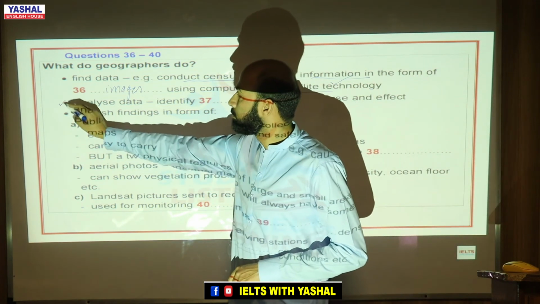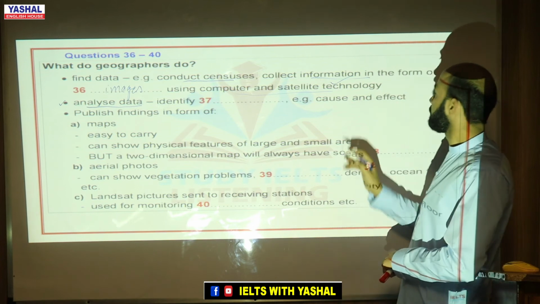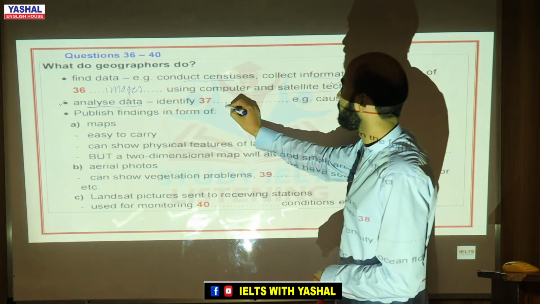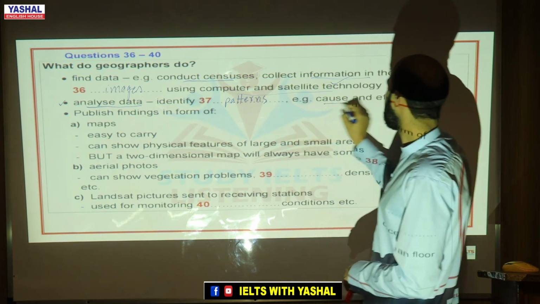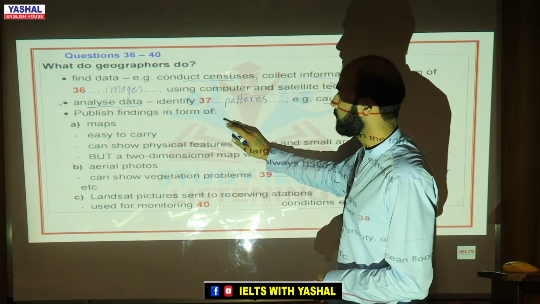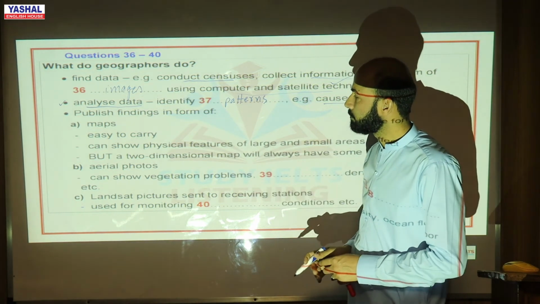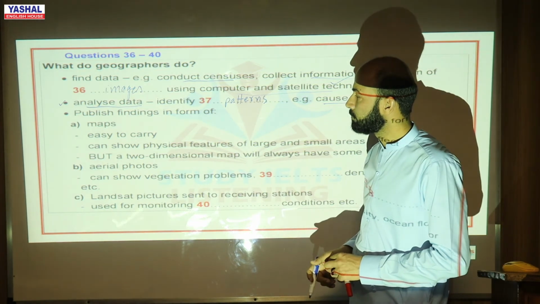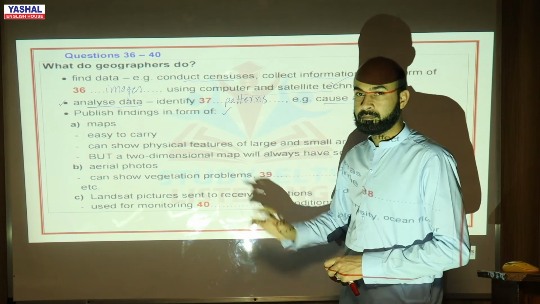After we've gathered our information, we must analyze it. We need to look for patterns, most commonly those of causes and consequences. This kind of information helps us to predict and resolve problems that could affect the world we live in. But we don't keep all this information confidential. We then need to publish our findings so that other people can access it and be informed by it.